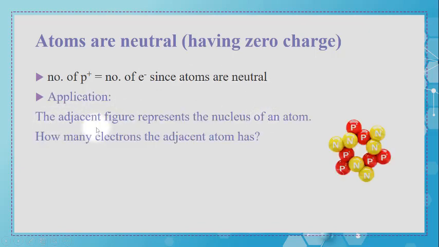Application: the adjacent figure represents the nucleus of an atom. How many electrons does the adjacent atom have? So, we count the number of protons: 1, 2, 3, 4, 5, 6. This atom has 6 protons, so the number of electrons is 6, since the atom is neutral.